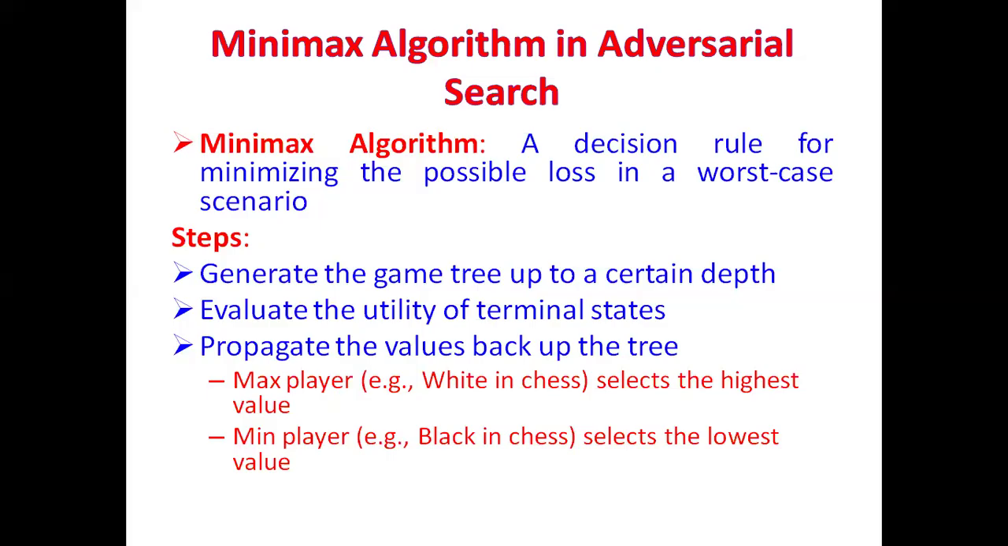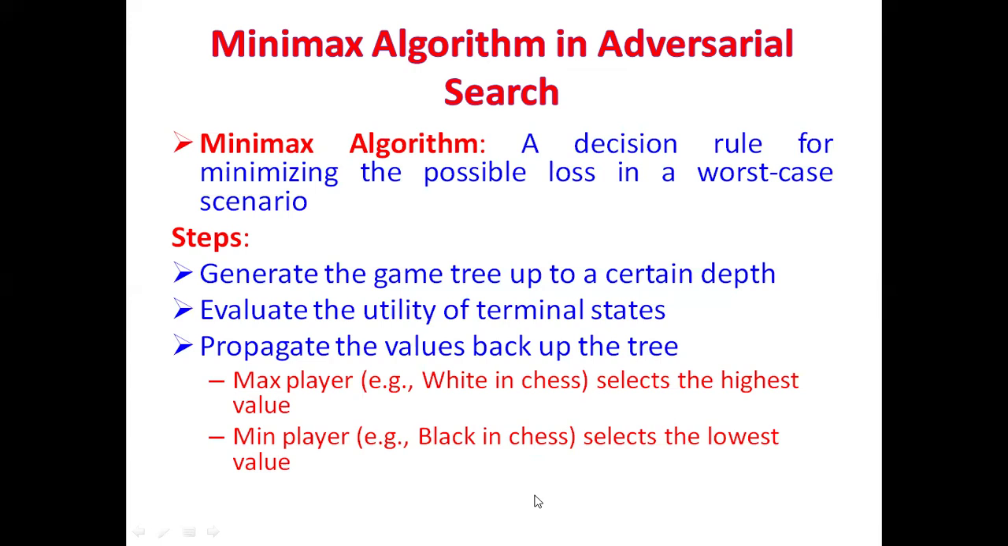The first step in the minimax algorithm is to generate a game tree up to a certain depth. This tree represents all possible moves and countermoves, allowing the algorithm to evaluate different scenarios and plan ahead.